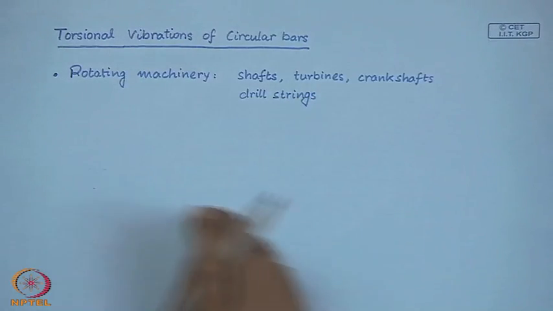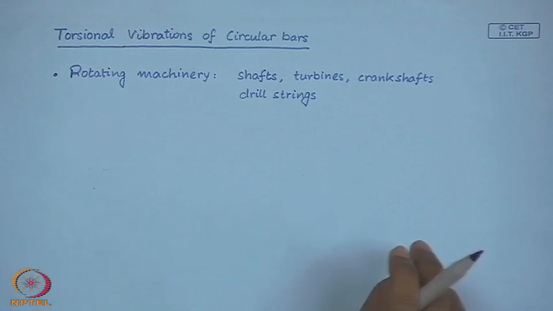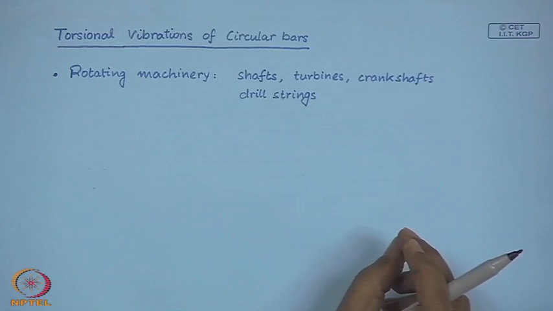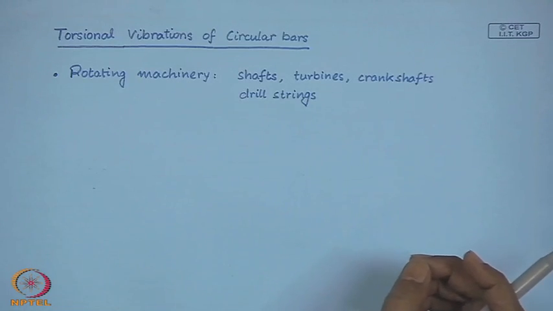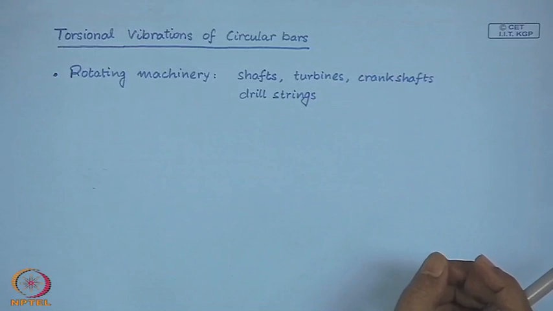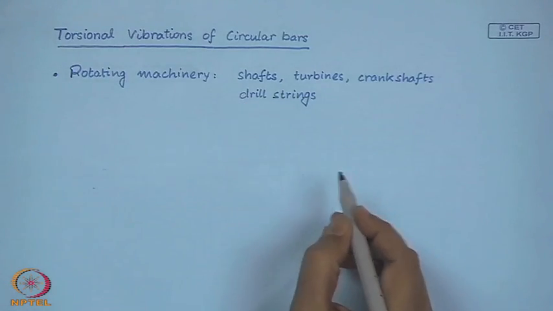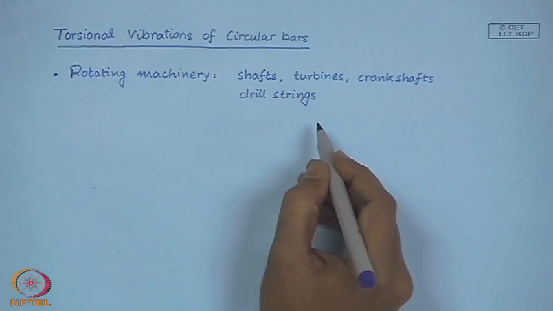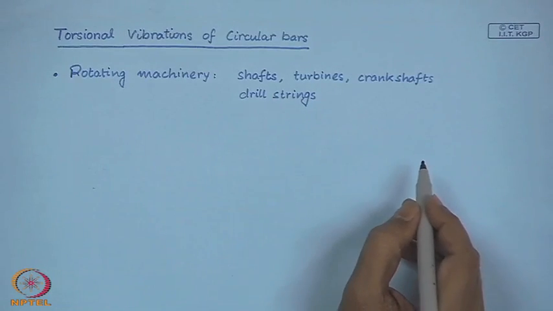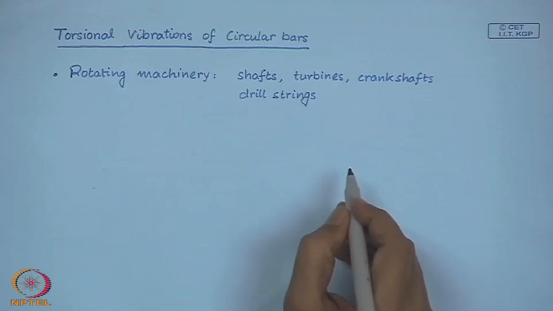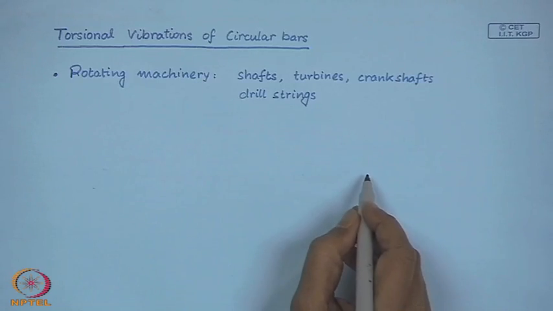In a dentist's drill you have a wire which is under torsion. These are called drill strings. They are also found in petroleum excavation and mining industries.